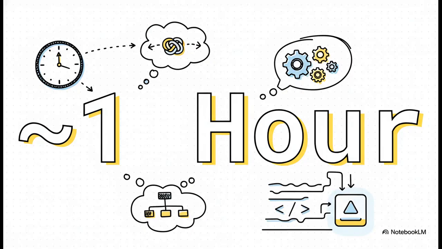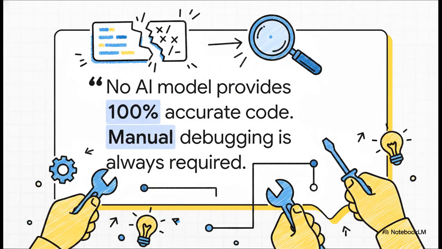And the results? It took about an hour to generate the whole thing. And what was really fascinating was watching it work. You could see the AI logically break down our big, complicated prompt into a checklist of smaller tasks before it even wrote a single line of code. It was pretty cool.